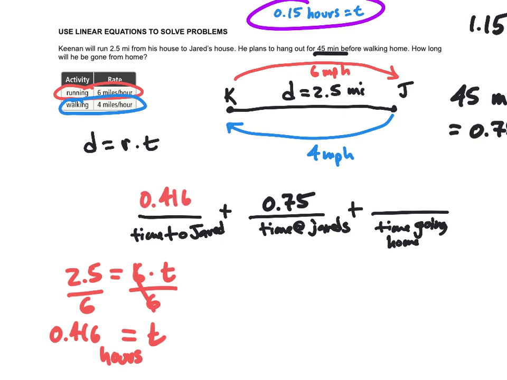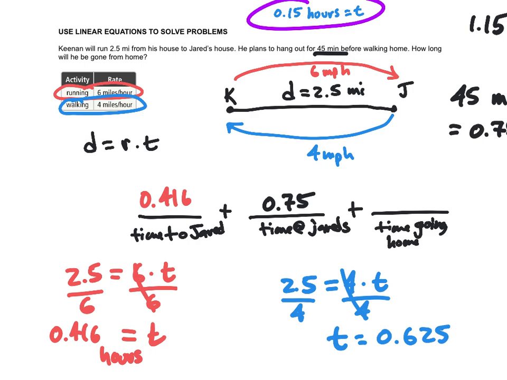Now walking home is similar. We've got 2.5, and I'm going to do the same thing. So 2.5 is equal to the rate of 4 times t. Divide by 4, divide by 4. So I'm going to do 2.5 divided by 4, and that's going to give me a time of 0.625 hours. Okay. Now, here's what I've got, 0.625.